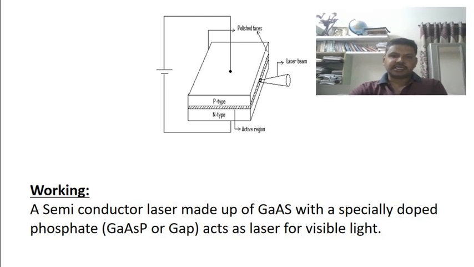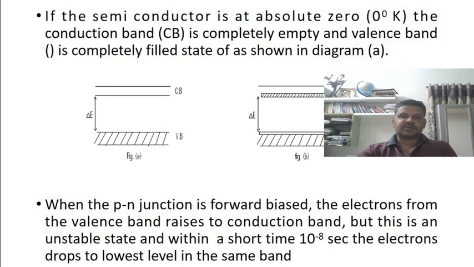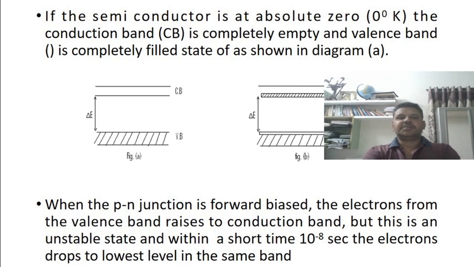A semiconductor laser made up of GaAs with a specially doped phosphate acts as a laser for visible light. Also, here we can observe in the second working construct, if a semiconductor is at absolute zero temperature, the conduction band is completely empty and the valence band is completely filled, as shown in the first diagram.